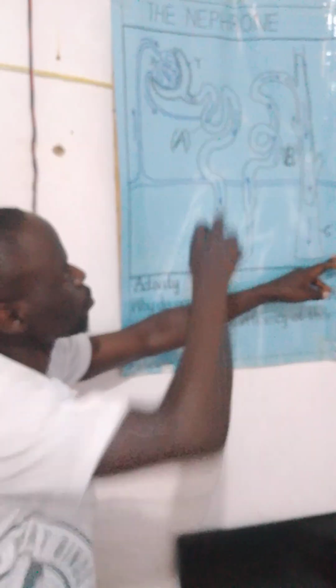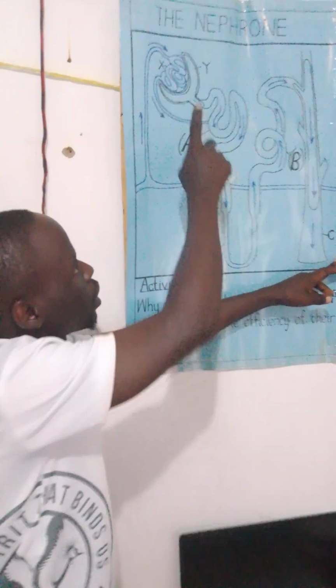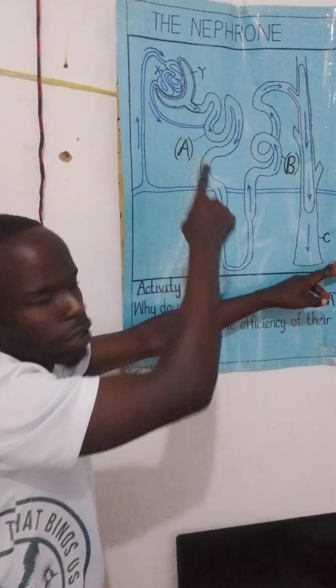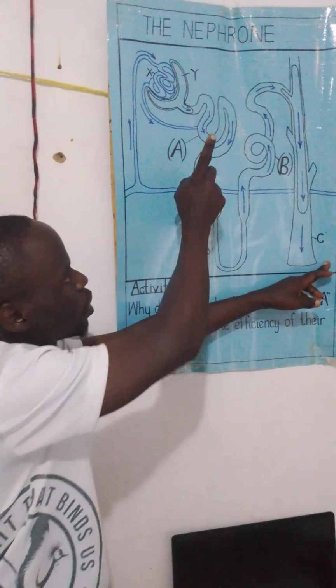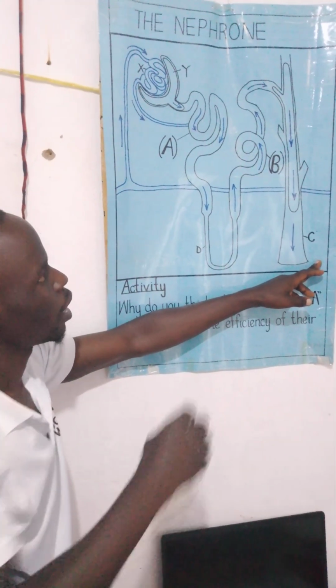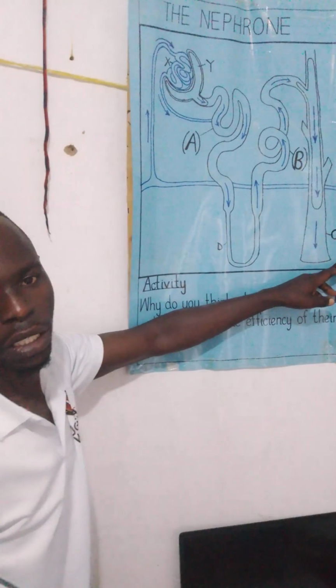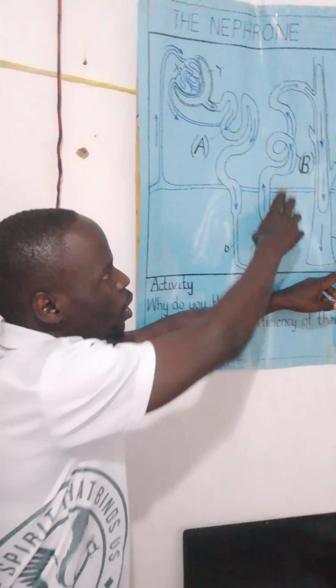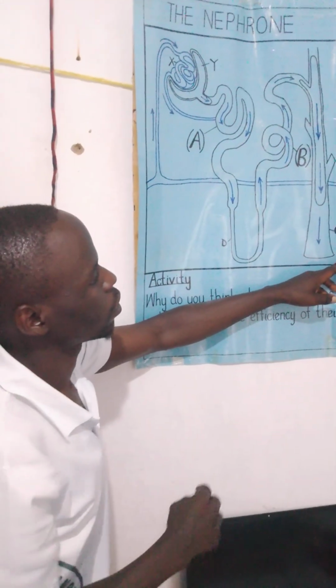A recap: there are three processes. The first process takes place here, ultrafiltration. The second process takes place in the proximal convoluted tubule, where reabsorption takes place. Then the third process takes place in part B, which is the distal convoluted tubule, and it is where secretion takes place.